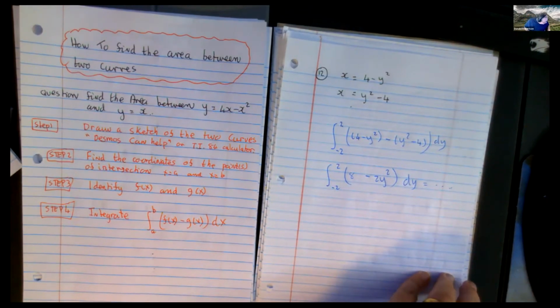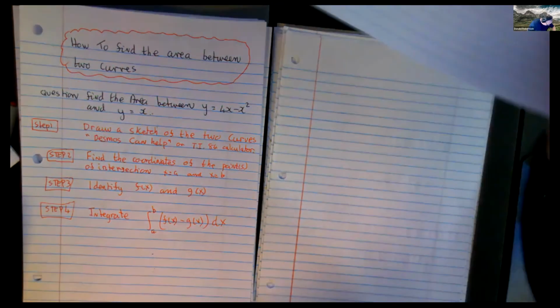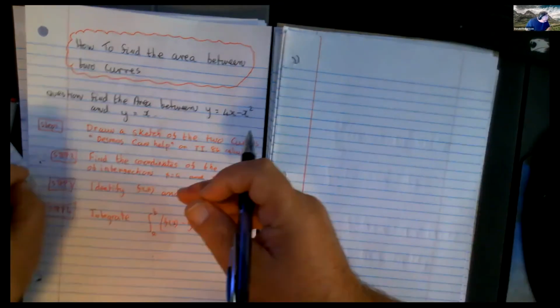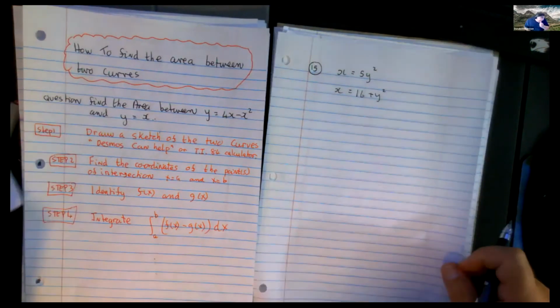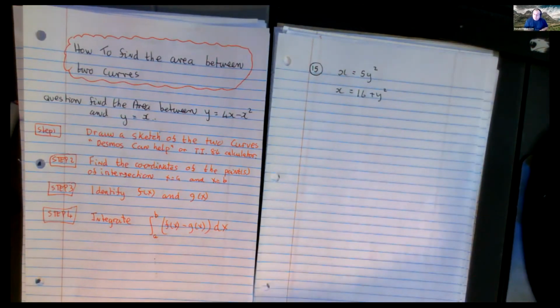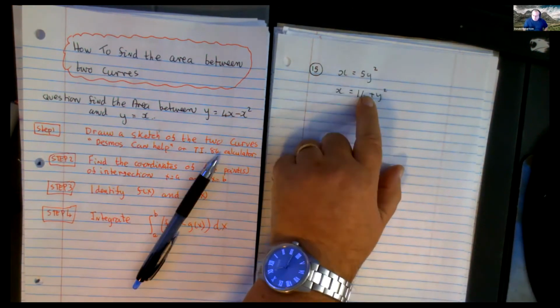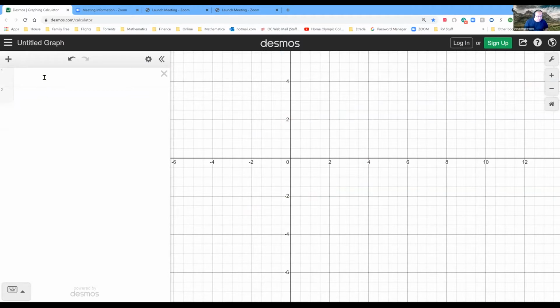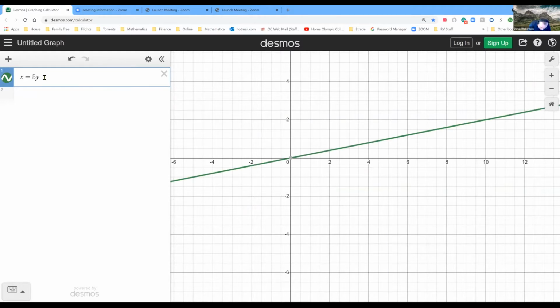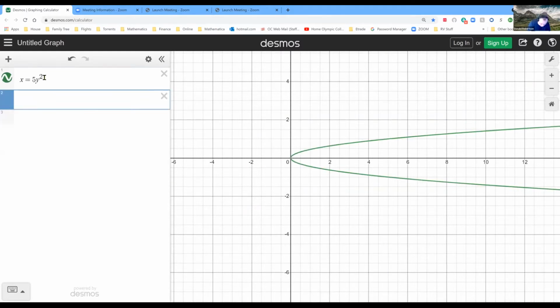Okay. I believe we have another one in my little list. Here is question 15. This is going to be the last one of this type. So I'm going to find out what the area between these two curves is going to be. And so that means I need to go back to my Desmos and set it all up. So make that one go away, make that one go away. And the first one was x equals 5y squared. And the second function was x equals 16 plus y squared.